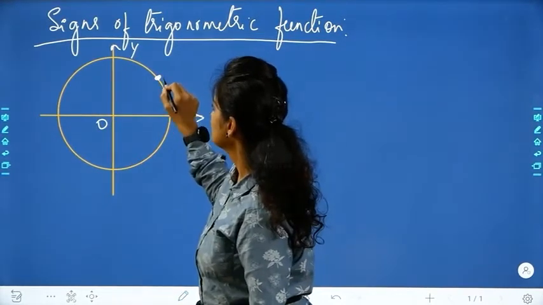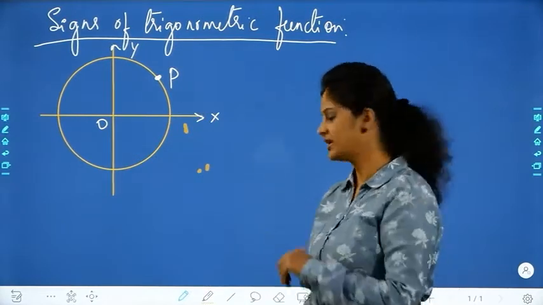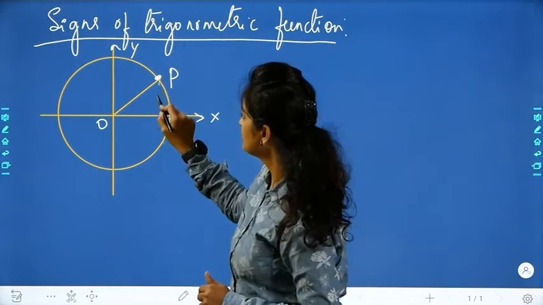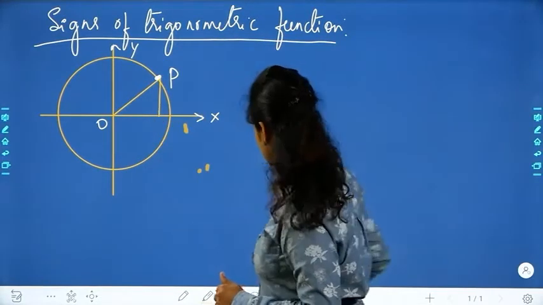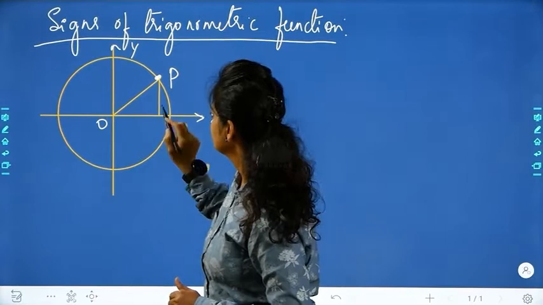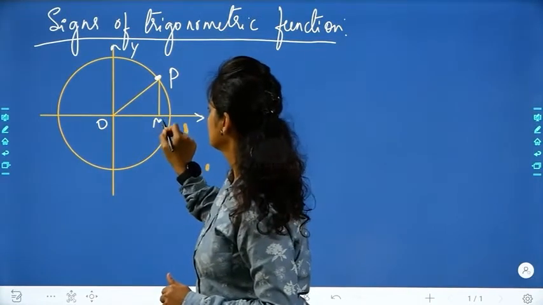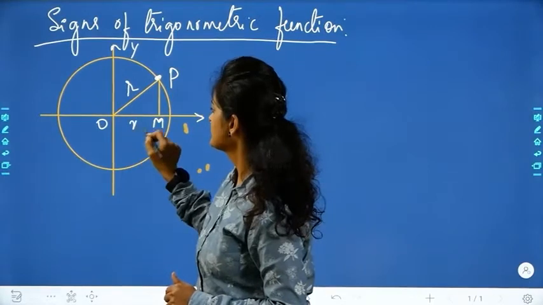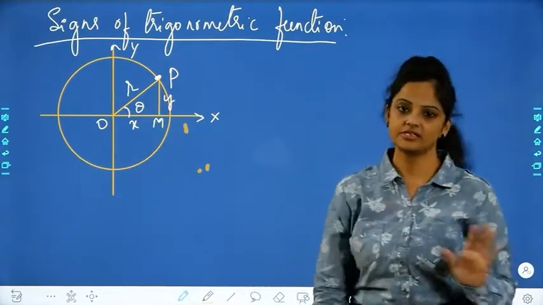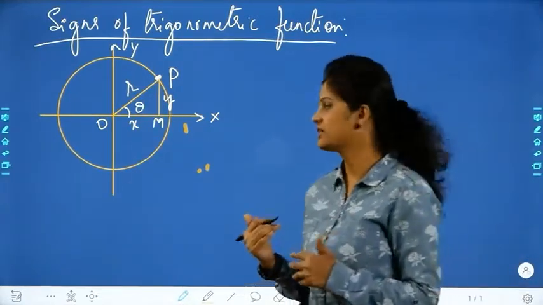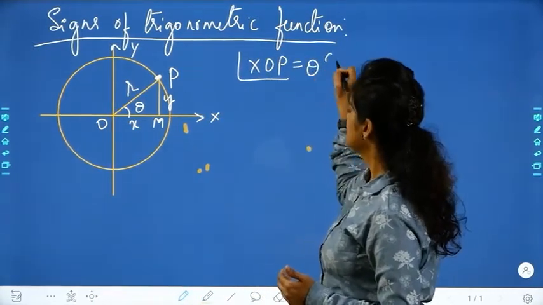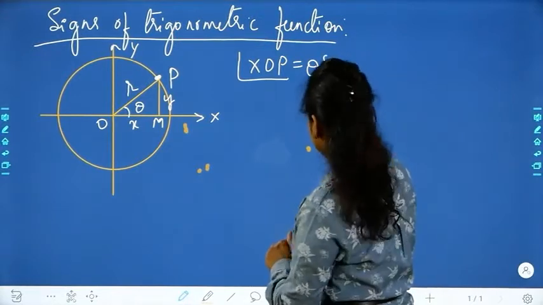take one point here, let it be P, then OP is the radius. Drop one perpendicular from P, let that be M. So this is the radius, this is x and the other one is y. The angle I am putting here. This is the basic diagram, we have already seen this. So here angle XOP is theta radians.